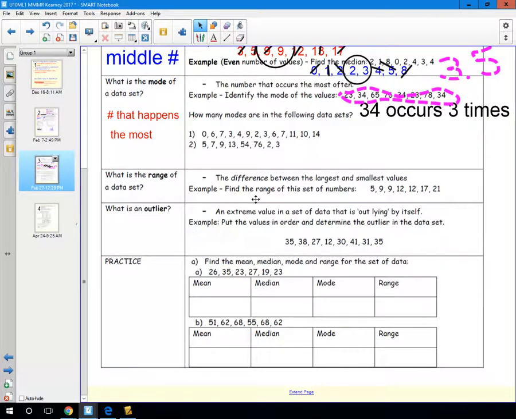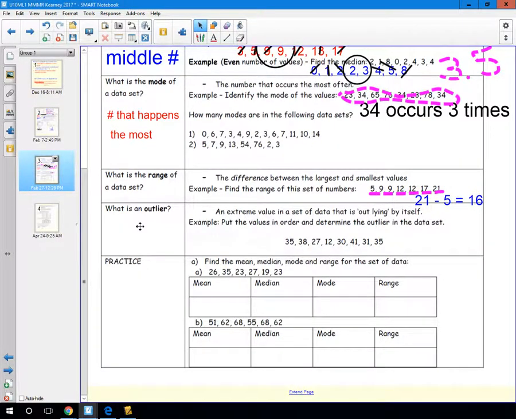Okay. So what is the range of the data set? Range is the difference between the largest and smallest numbers, like a mountain range. When I think of a mountain range, I think of the high mountain and the low valley. So to find the range, you're going to find the highest number. If I look right here, out of these number sets, which one's the highest? 21. And which one's the lowest? 5. So to find the range, we're going to find the difference between the highest and smallest. So 21 minus 5 is 16.